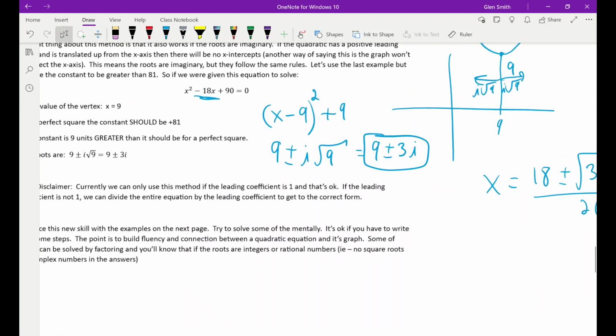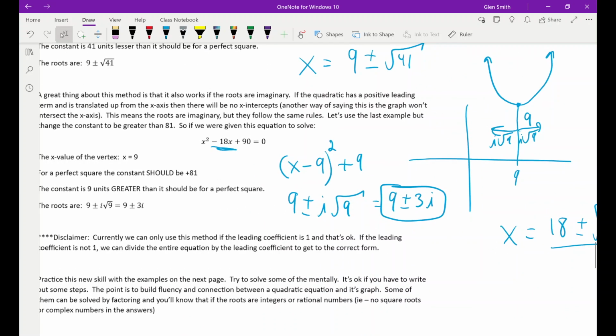You could do all this workout if you want, or you could follow what I'm saying here and be like, oh, it's centered at 9 because of the 18. That's easy. This should be an 81. It's 9 too big. It got pulled up 9. Great. That means the roots went out root 9, which is 3. But they're imaginary because it got pulled up and it never hits the x-axis, and that's what happens.